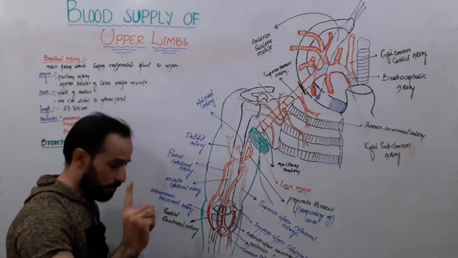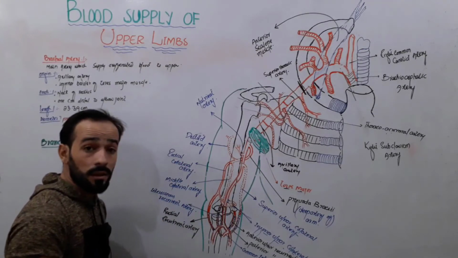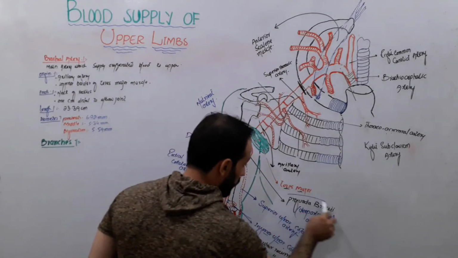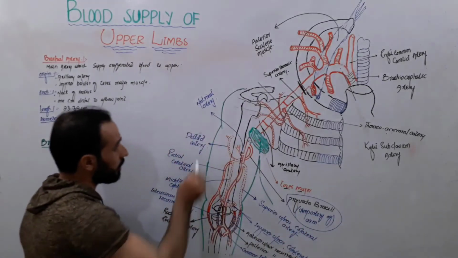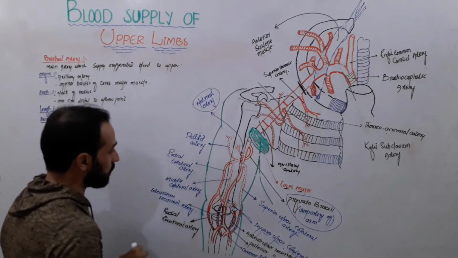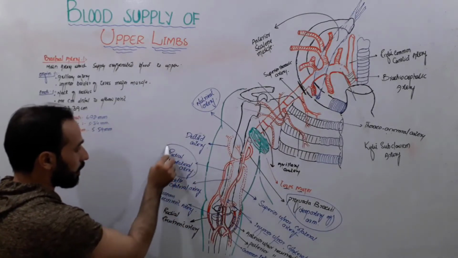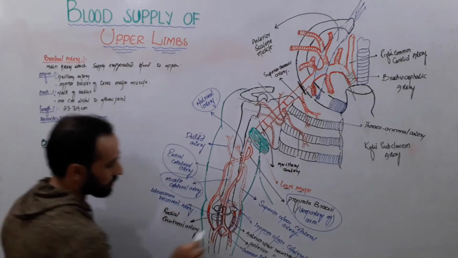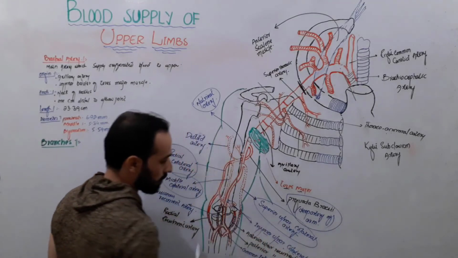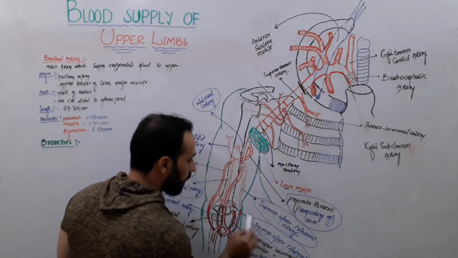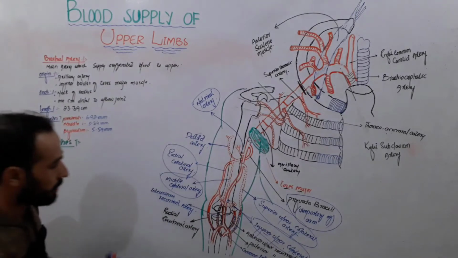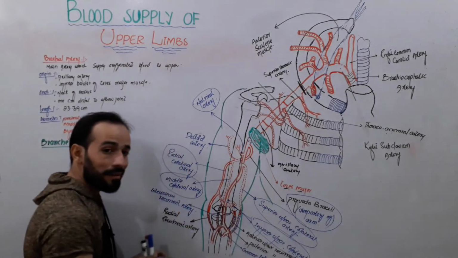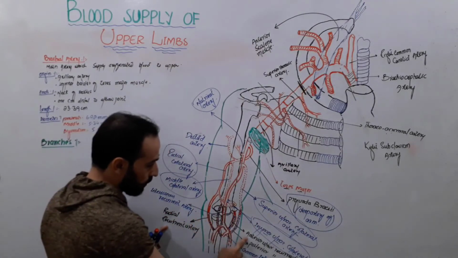So what are the main branches which arise from the brachial artery? The first one is the profunda brachii, then there is the nutrient artery, right? Then there is the radial collateral, middle collateral, superior ulnar collateral, and inferior ulnar collateral artery. These are the arteries. And what are the recurrent arteries? There are 4 recurrent arteries.